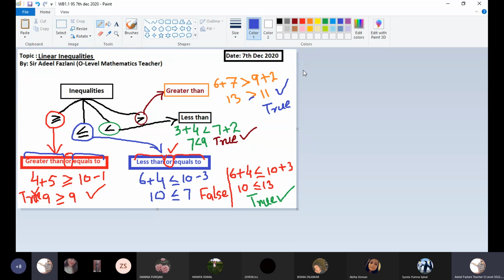Can anyone tell me what is the difference between the greater than sign and the greater than or equals to sign? Sir, in the greater than sign, we don't have any conditions, while the greater than or equals to has two conditions. The statement should be greater than or equals to, we have two conditions, and in greater than we only have one.